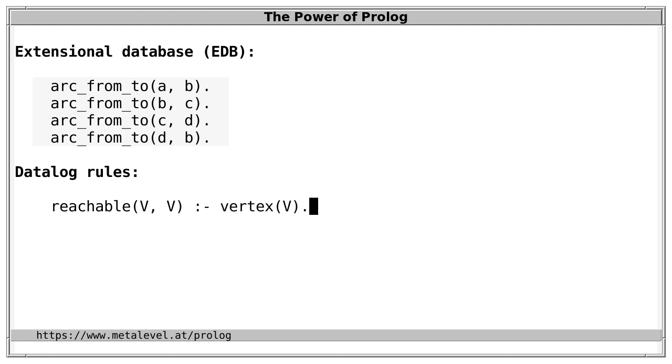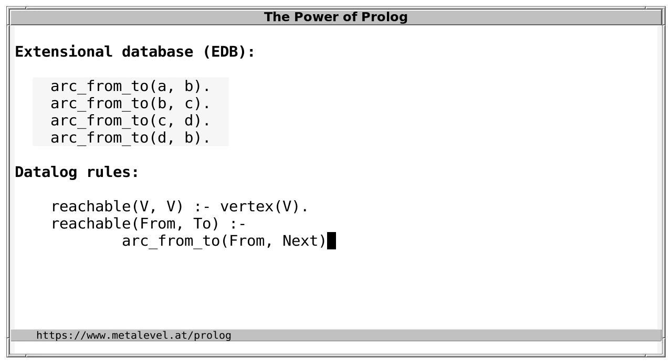That's the simplest case, and we can easily state it as a rule like this, where we assume that we have, as part of the extensional database, a predicate vertex defined as a set of facts. And I leave the definition of vertex for our example graph as a simple challenge. And there's another case, namely, suppose there's an arc from from, but not necessarily directly to to, but to some vertex next, and to is reachable from next. Then, obviously, to is also reachable from from. So that's another rule that we can certainly state. And in fact, this completes our definition. Reachable holds if and only if the second argument is a vertex that is reachable from the first argument.